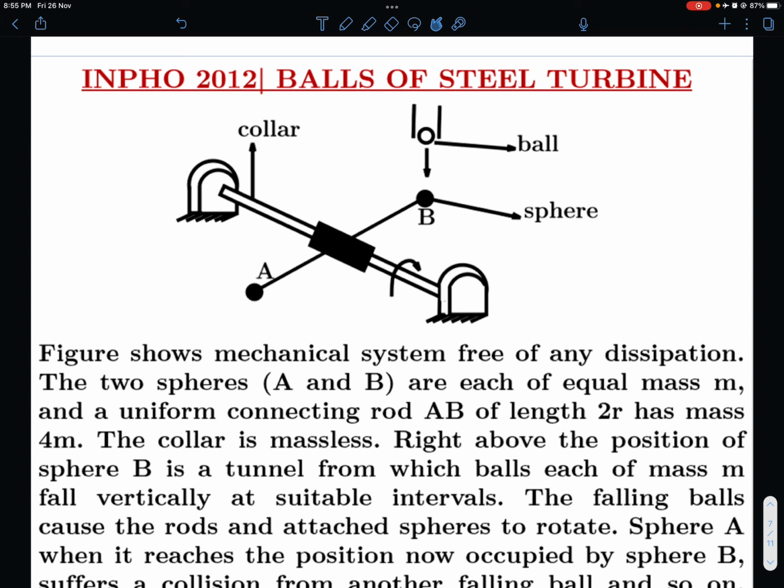So in today's video I am going to discuss INPhO 2012. This is a problem based on rotational mechanics and one of the students had requested me to do a video on this, so here I am. So let me read out the question.